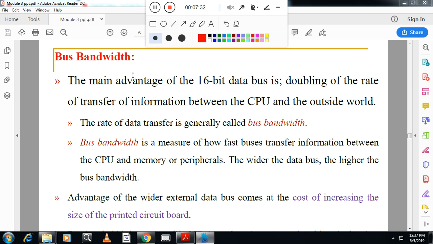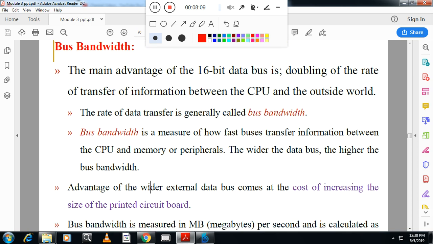One more parameter related to the bus is bus bandwidth. The main advantage of bandwidth is, consider 8085, it is 8 bit. In 8086, 16 bit data bus, double the data transfer rate. The rate of data transfer is generally called bus bandwidth. Bus bandwidth is a measure of how fast buses transfer information between CPU and memory. The advantage of a wider external data bus is a higher data transfer rate, but at the cost of increasing the size of the printed circuit board, PCB. It means it will increase the cost of the PCB design.